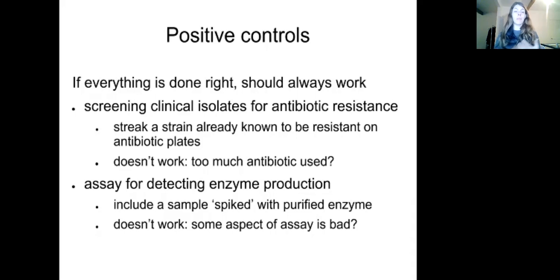Another example, if I were measuring the production of some enzyme produced by one of my strains, I might include a sample without bacteria where I spike in a known amount of that enzyme. If the reaction I'm looking for doesn't occur, then it suggests some aspect of the assay design to measure the production of this enzyme is ineffective.